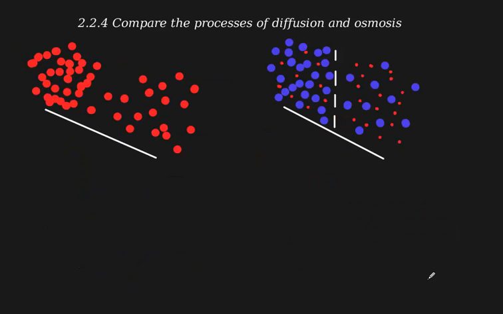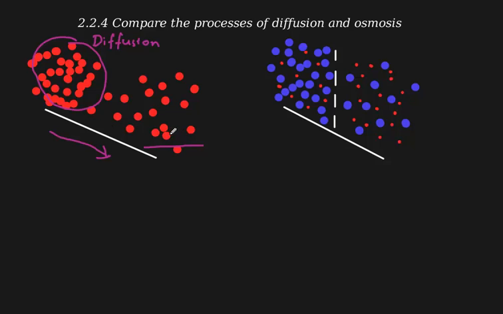In this next section, we're going to compare the processes of diffusion and osmosis. On the left-hand side, we can see a diagram representing diffusion. What we can see on the left-hand side is a far greater concentration of these particles than we can see on the right-hand side. And what will occur is that there will be a shift of these particles from the area of high concentration to the area of low concentration.